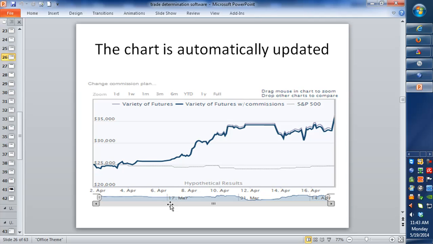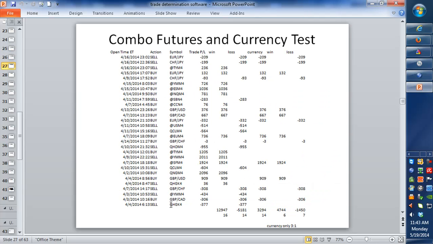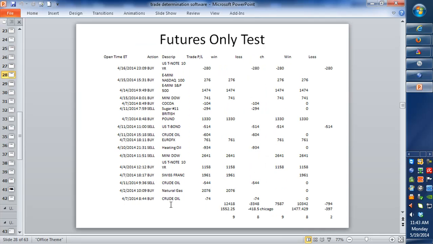So the chart is automatically updated, and this is a service that we use that we pay for. Okay, and so what we did was we took the numbers out and looked at where the profitability is. In other words, what works best. Is it futures? Is it currencies? Stuff like that. And is there something we can quickly eliminate?